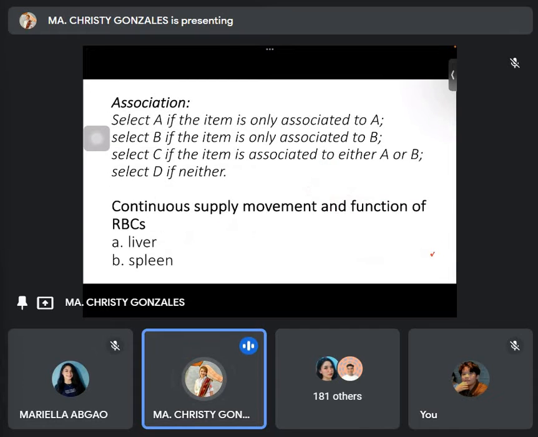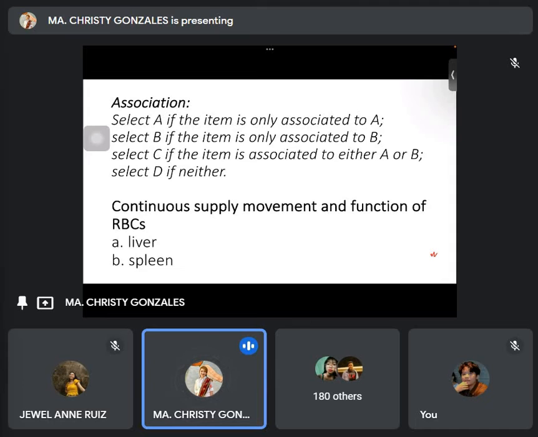Okay. Next, continuous supply and movement. Continuous supply, movement, and the function of RBC: liver, spleen. What organ is responsible for the movement and function of RBC? What pumps? The heart. There is no heart there, right? So, letter D. Letter D. There is no heart there.